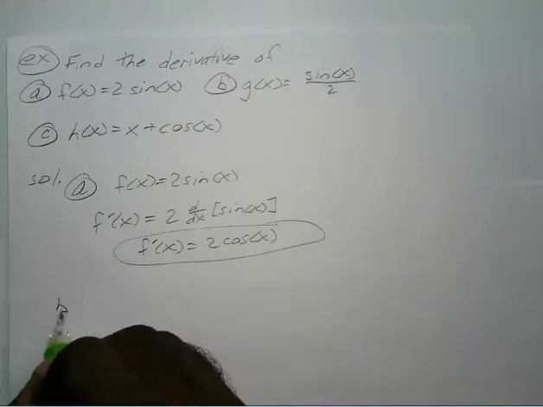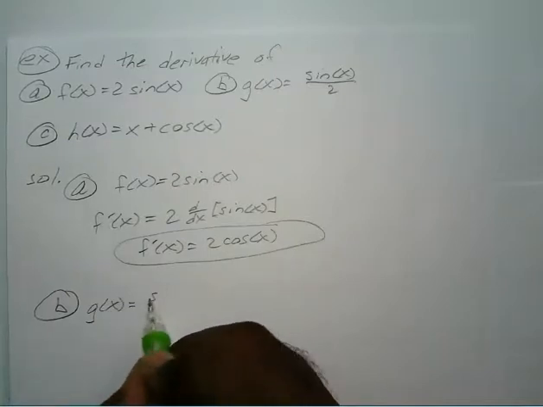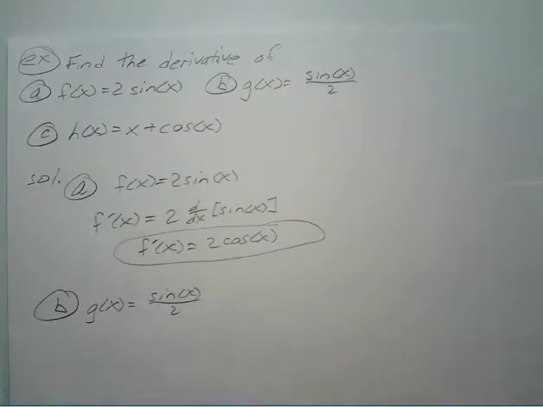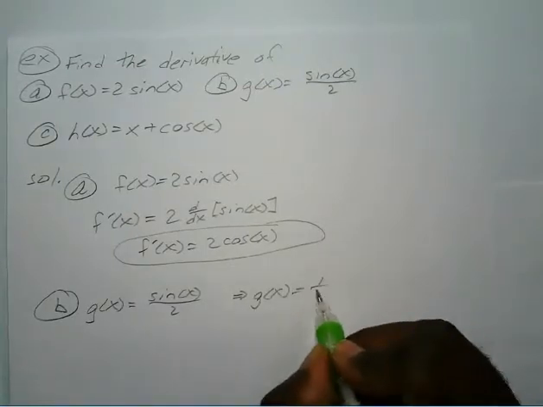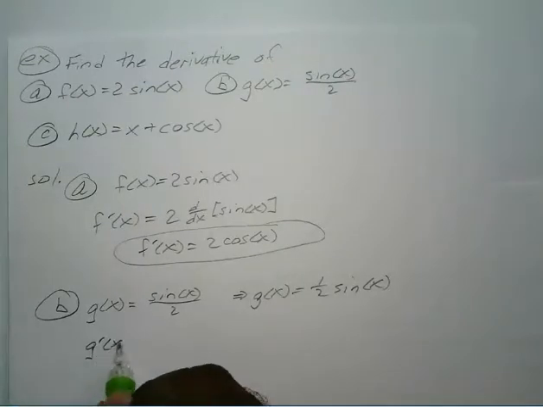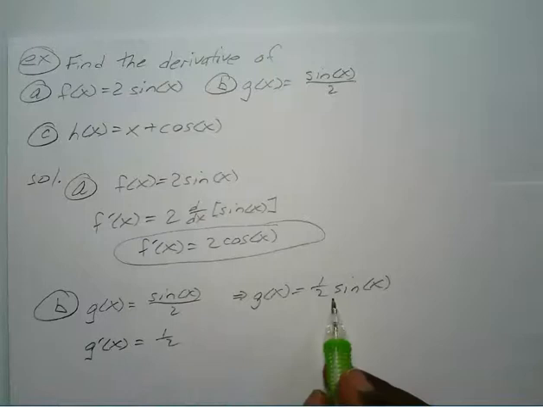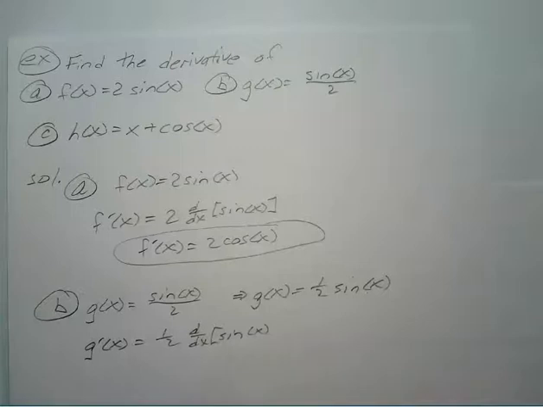All right, so for problem B, pretty much the same thing. But g of x equals sine of x over 2. All you have to do is just make that g of x equals 1/2 times sine of x. Okay, that means the derivative, g prime of x, is equal to 1/2 times the derivative of sine of x. So that means your derivative is equal to 1/2 times cosine of x.